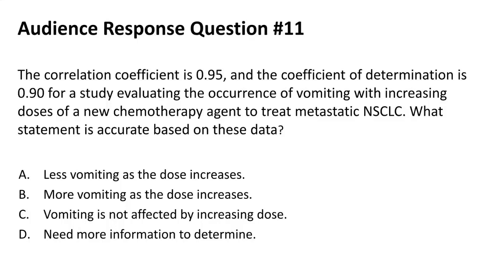All right, let's look at another sample question. So question 11, the correlation coefficient is 0.95 and the coefficient of determination is 0.9 for a study evaluating the occurrence of vomiting with increasing doses of a new chemotherapy agent to treat metastatic non-small cell lung cancer. What statement is accurate based on these data? A, less vomiting as the dose increases. B, more vomiting as the dose increases. C, vomiting is not affected by increasing dose. Or D, need more information to determine.